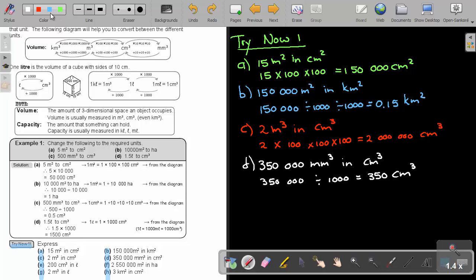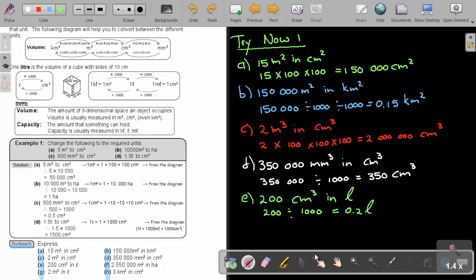And then number E, let's start with E, and that was 200 cm3 in liters. Okay, now let's just look. There's cm3 and there's liters. So what must I do? I must just divide by 1,000. So I'm just going to say it's this 200, and I divide by 1,000, and that will give me 0.2 liters. Okay, and then I'm going to be number E.